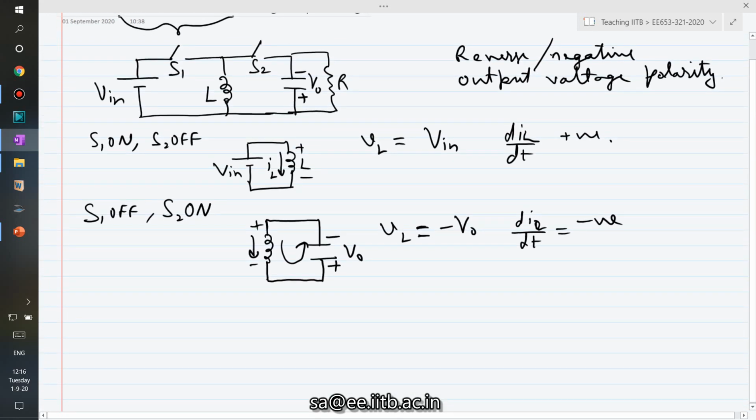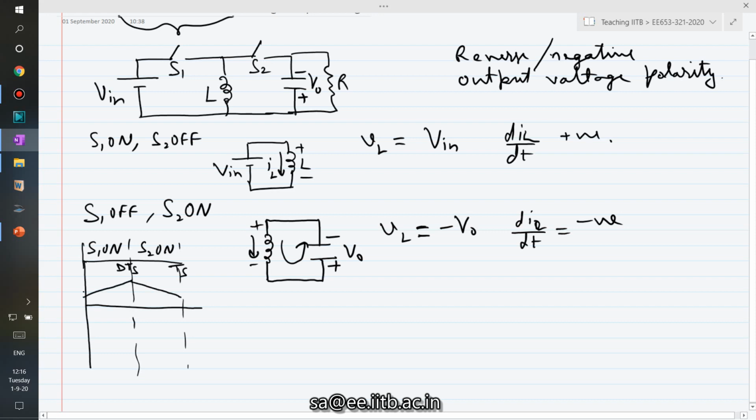Now you can visualize this by drawing the inductor current waveform. S1 is on, S2 is on. When S1 is on, we associate duty cycle with switch S1. So this is D times TS, this is TS. Inductor current would rise, inductor current would fall. This is how the inductor current would look like.